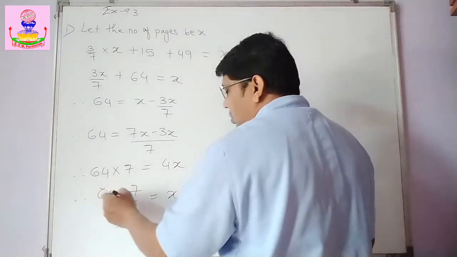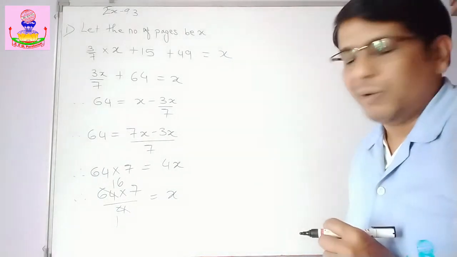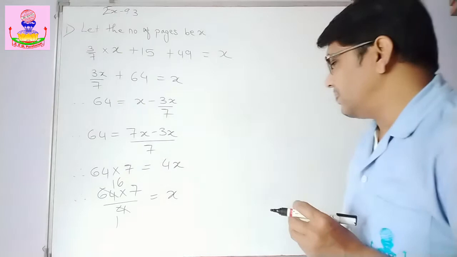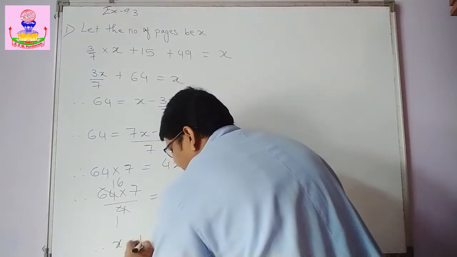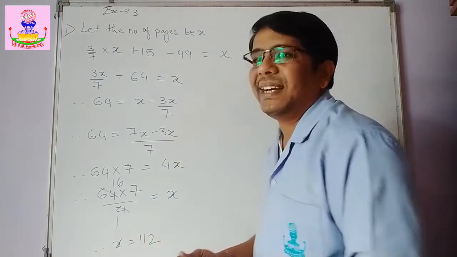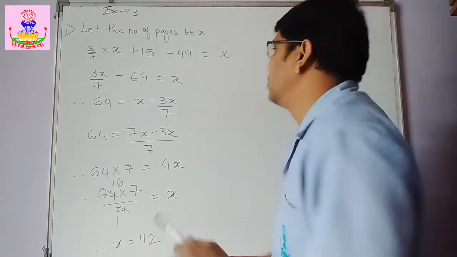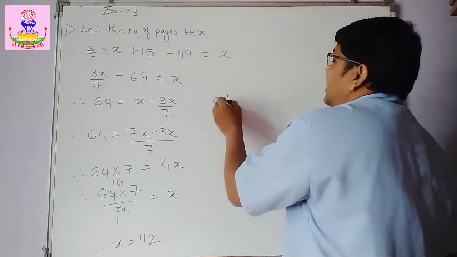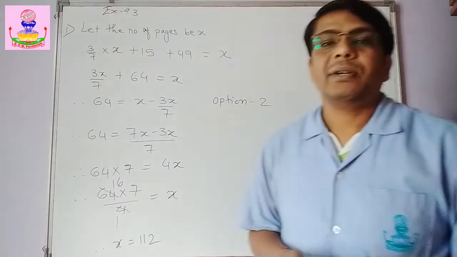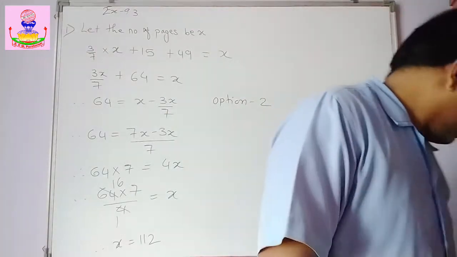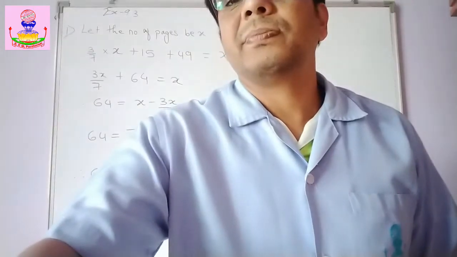Okay. So 4 1s are 4, 4 16s are 64. Okay. And so 16 7s are how much? Do you know the tables? Yes, 16 7s are 112. So option number 2. Option 2 is the right answer. Okay, so I hope you have understood. Let's move to the next example, example number 3.